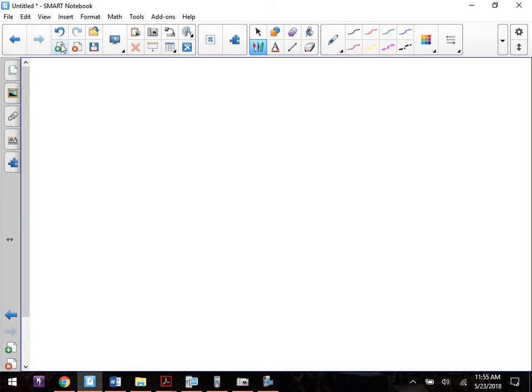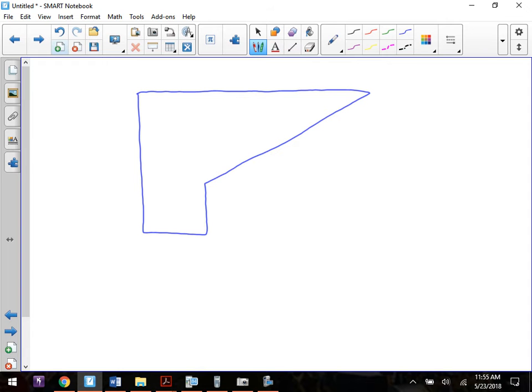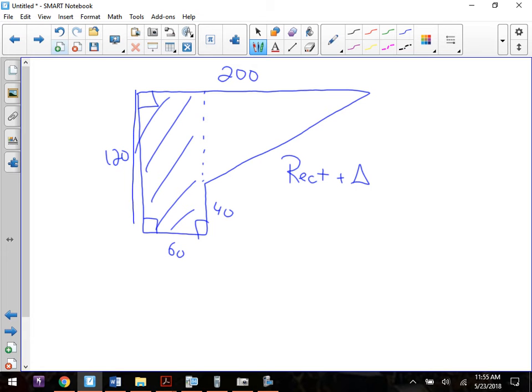All right, next one. We've got a composite figure. So you have this awesome looking composite figure, which means the easiest way to do this one is to draw it out as a rectangle and a triangle and do two separate areas. So you have a rectangle plus the area of a triangle. So we've got our rectangle here. It's 120 by 60.